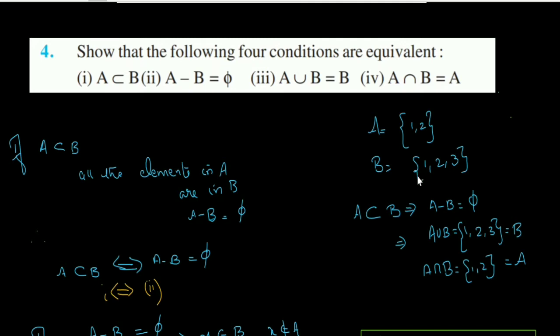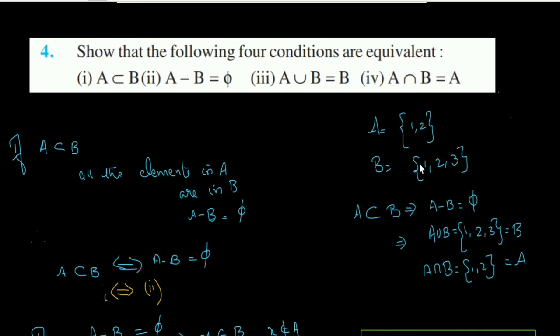So what is A minus B? A minus B is, take out the common elements, 1, cut the 1, cut 2, 2. What is left in A? Nothing. So A minus B will be empty if A is a subset of B. Because all the elements present in A are present in B. So when you find A minus B, it will be an empty set.